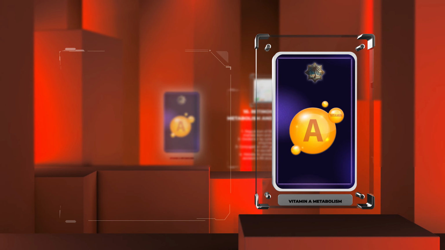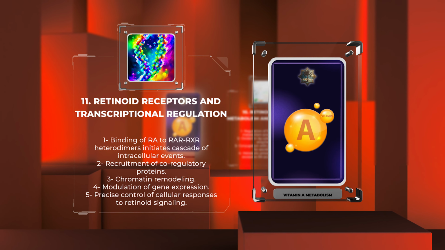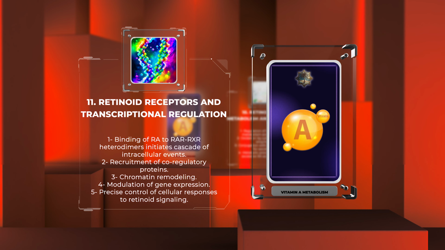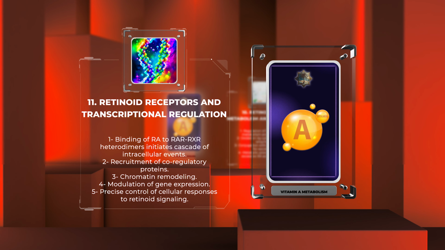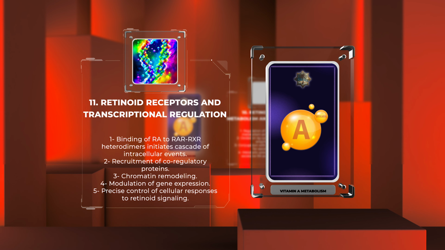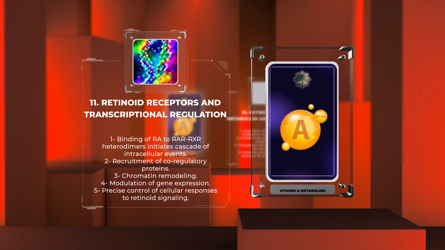The binding of RA to RAR-RXR heterodimers initiates a cascade of intracellular events, leading to transcriptional regulation. This includes the recruitment of co-regulatory proteins, chromatin remodeling, and modulation of gene expression. This complex interplay allows for precise control of cellular responses to retinoid signaling, ensuring proper development and differentiation.